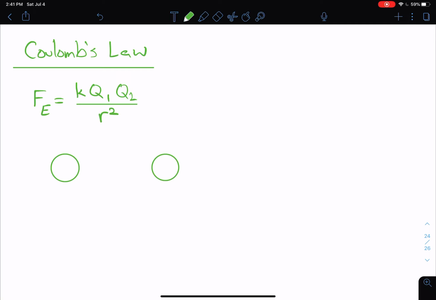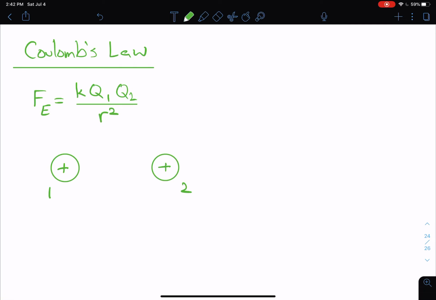So here are my two objects, and I'll just label them 1 and 2. What the conceptual side of Coulomb's law tells us is that objects that have like polarity, or you might say the same polarity, are going to repel. So here I have two positively charged objects. They have the same polarity. They are going to repel each other. So that tells me the direction. How does it tell me the direction?